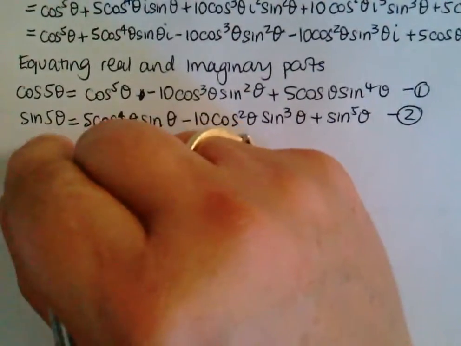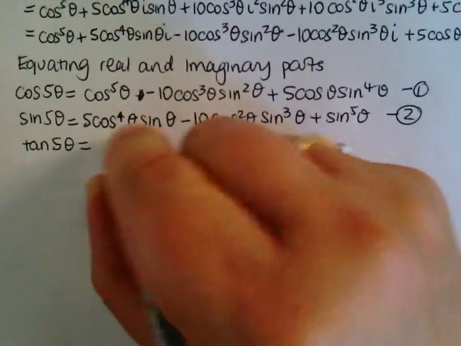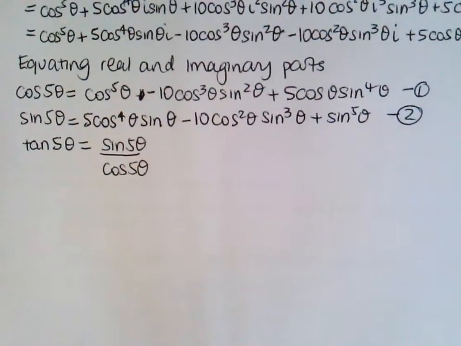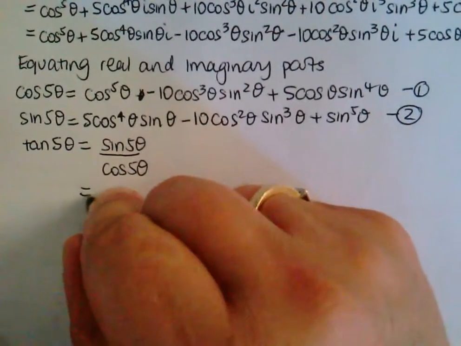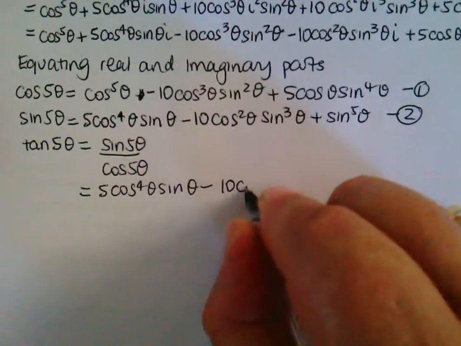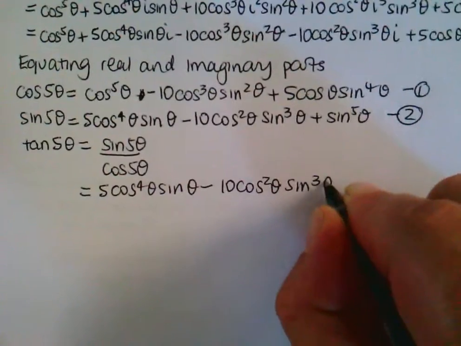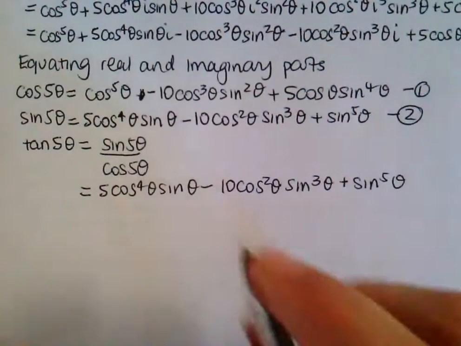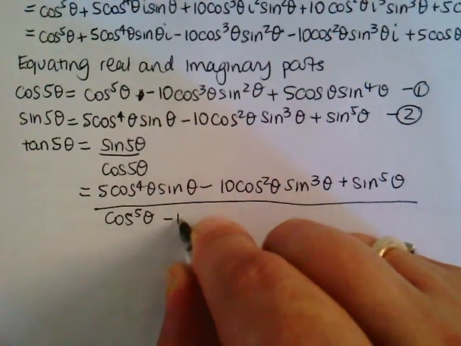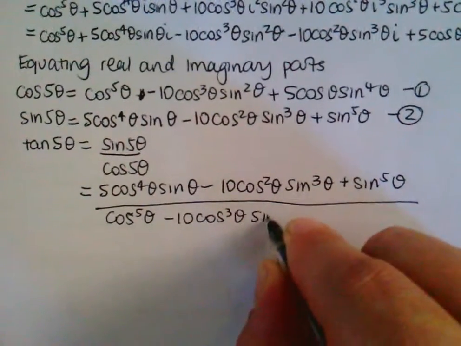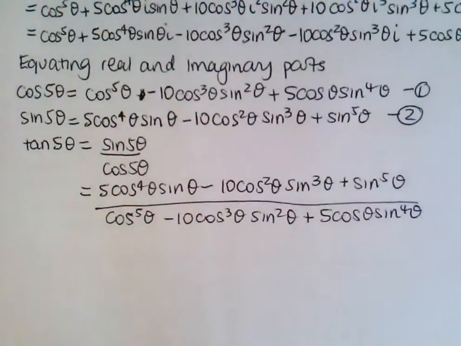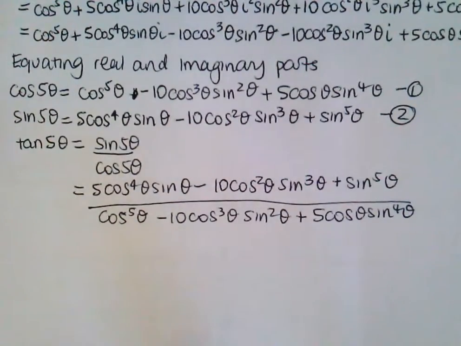So therefore tan 5 theta is sine of 5 theta over cos of 5 theta. All good? Which is, now we're going to write that all out, 5 cos to the power of 4 theta sine theta minus 10 cos squared theta sine cubed theta plus sine to the power of 5 theta, all over cos to the power of 5 theta minus 10 cos cubed theta sine squared theta plus 5 cos theta sine to the power of 4 theta. Notice I have combinations of sine and cos for every term.